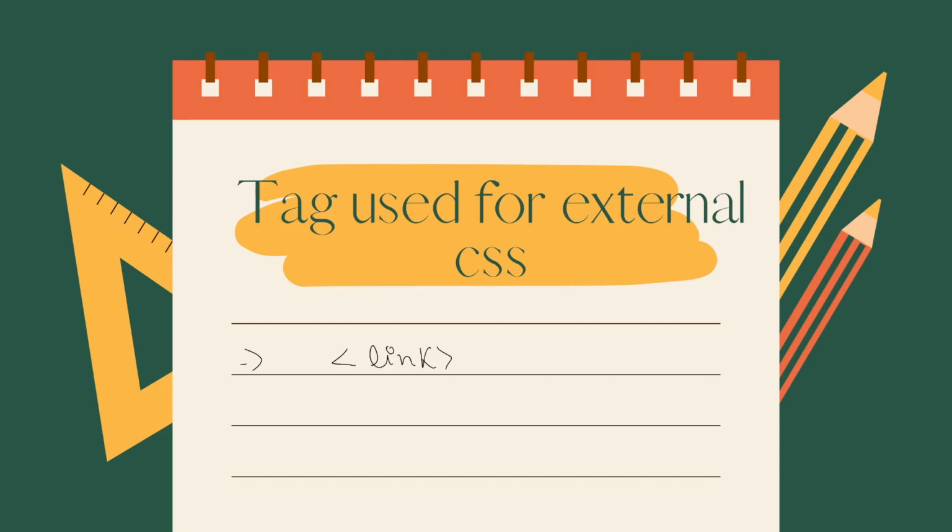For external CSS, the link tag is used to link external style sheets, or if we want to add a favicon to our website. This link element is basically an empty element, and it contains just attributes. So I hope you all have answered it correctly. Link tag is the right answer to this question. Okay, now let's move on to the next question.